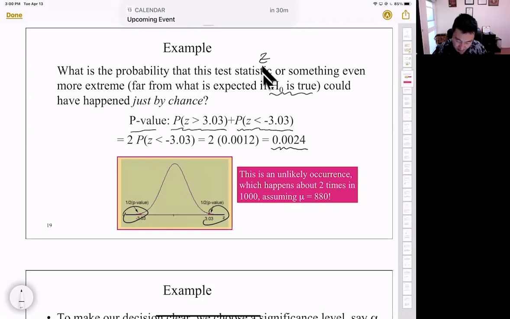It is 0.0024, so 0.24%. That means this is an unlikely occurrence. It only happens 2 times for every 1,000 times if you assume the mean value is actually 880.